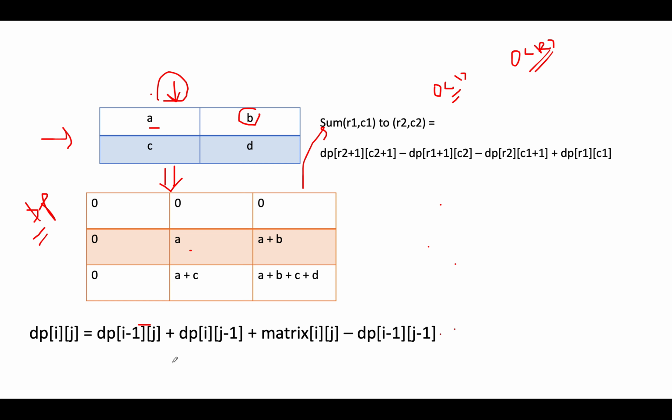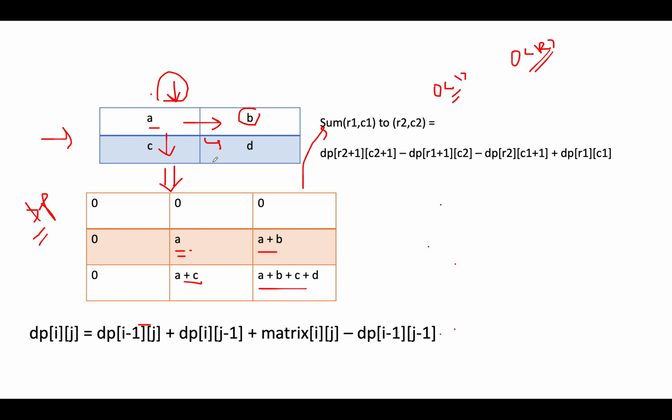In the prefix sum matrix or the DP matrix, each index will hold the sum of all the integers that are there up till that row and column. For example, this index will hold the sum of all the integers that are there up till this row and column, which is a. Here it will hold a plus b. Look in this direction. Here it will hold a plus c, this direction, and here it will hold the sum of all the numbers that are there in the input array, because that's the last index. So a b plus c d.